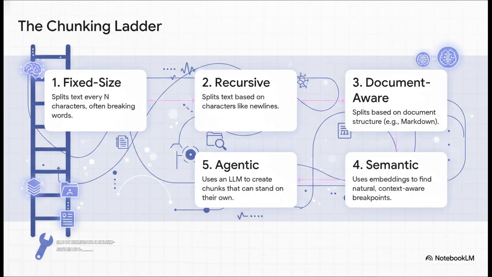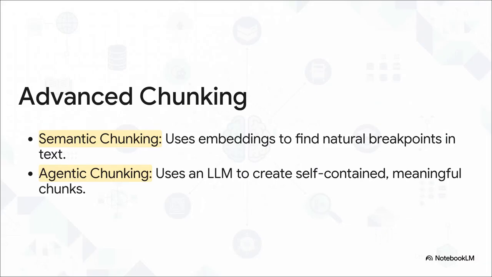A good way to think about this is like a ladder of sophistication. Down at the bottom, you've got the really basic methods, like just splitting the text every 1,000 characters. But as you climb up that ladder, the methods get a lot smarter. They start to understand the document structure. And eventually, they even use AI itself to create the perfect chunks. And right at the top of that ladder are the really advanced strategies.